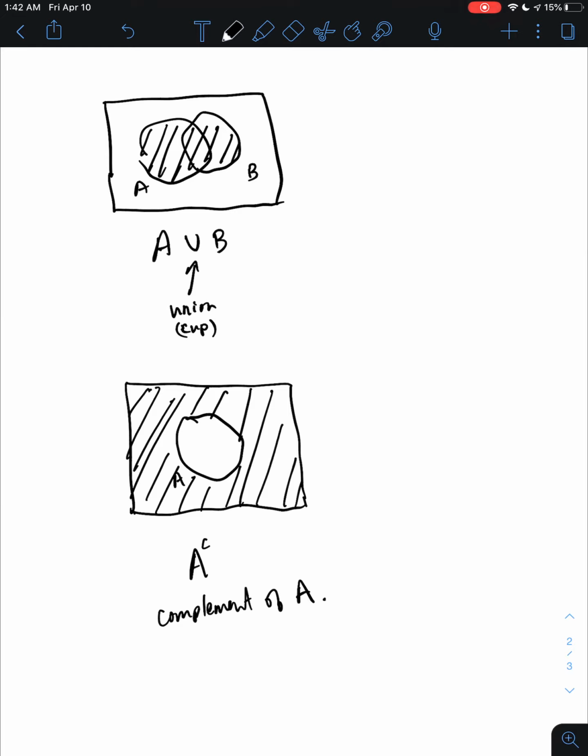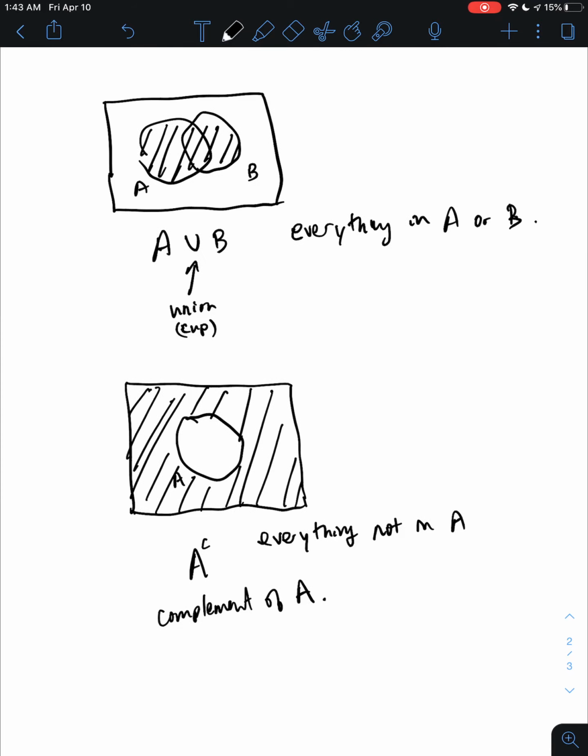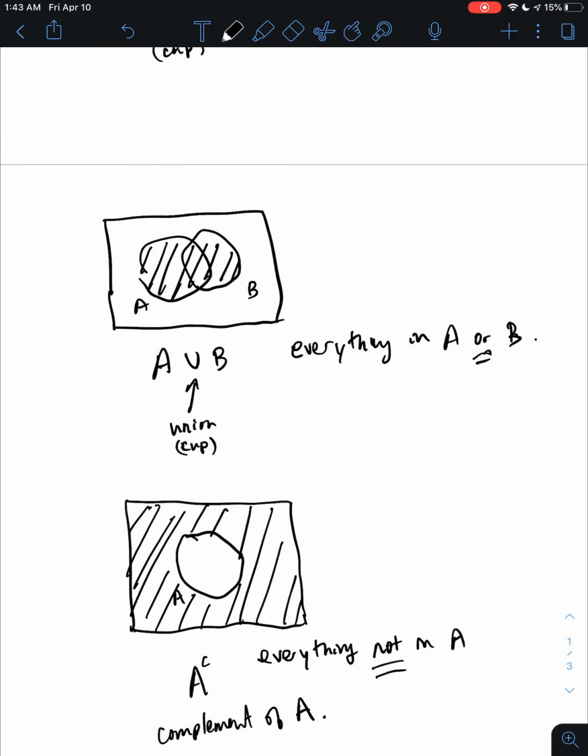It's everything that's not in A. In this here, I should have written out everything in A or B. So the key word in the intersection is "and." The key word for the union is "or." And the key word for the complement is "not." And these are our three pictures.